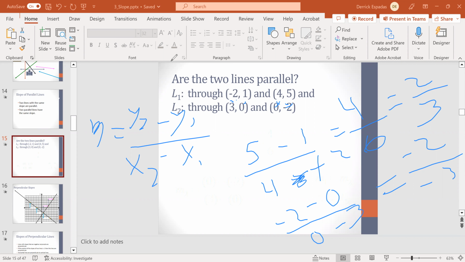Now, since I have a negative on the top and the bottom, that actually turns into a positive. So my slope is 2/3. The first line slope is 2/3. So the lines have the same slope, which means they are parallel. We have parallel lines based on everything we just solved through.